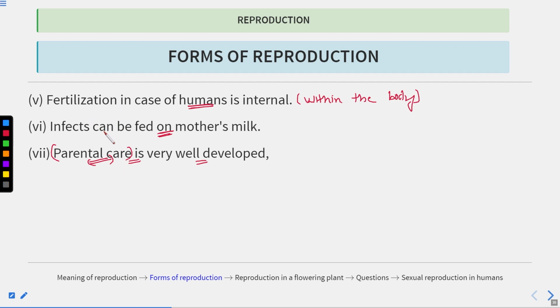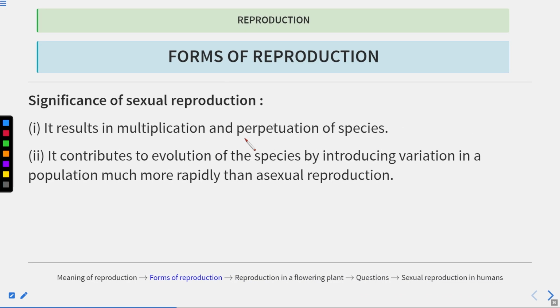And the infants, or you can say the newborn, feed on the mother's milk, so they get nutrition from the mother's milk initially, and the mother's milk also provides immunity to the growing baby. Now, what is the significance of sexual reproduction?